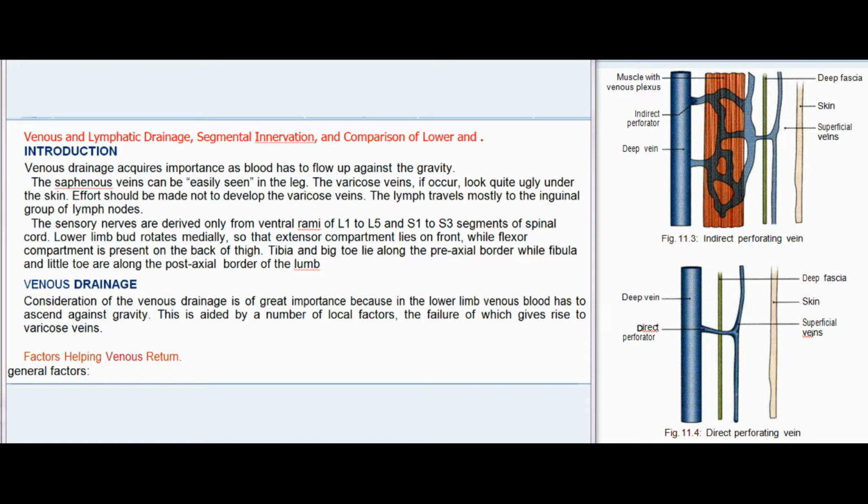Venous drainage. Consideration of the venous drainage is of great importance because in the lower limb venous blood has to ascend against gravity. This is aided by a number of local factors, the failure of which gives rise to varicose veins. Factors helping venous return.